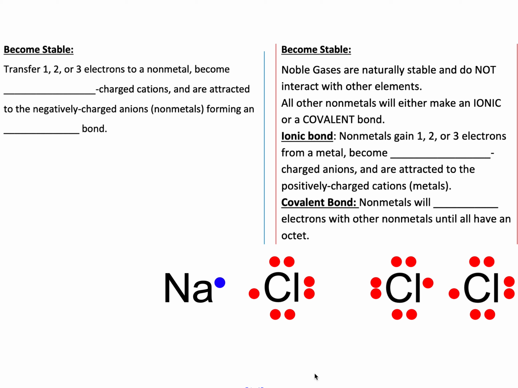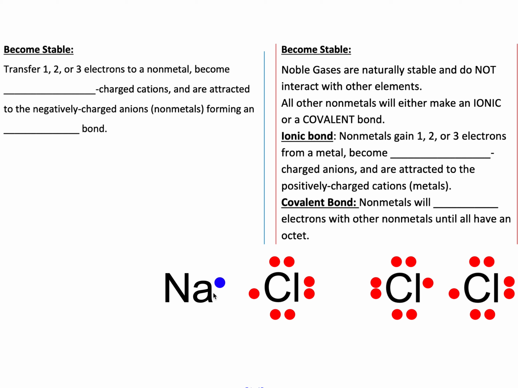All right, and another major difference that we have to know between metals and nonmetals is how they become stable. Now, metals usually transfer or lose or get rid of one, two, or three electrons. Now, we talked in the notes, they don't really lose it. It's not like this electron just magically escapes.